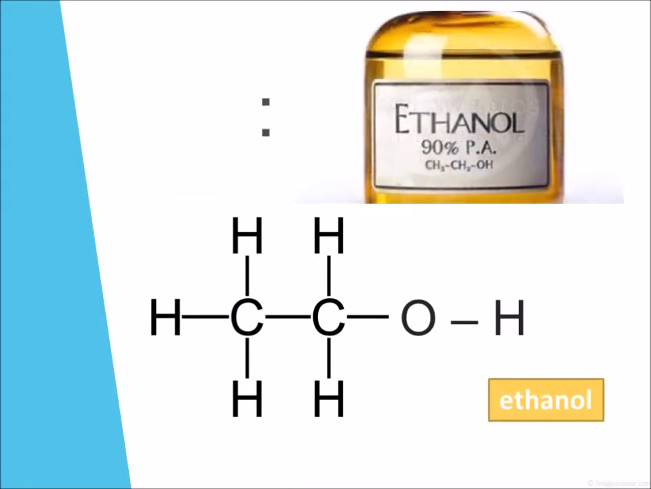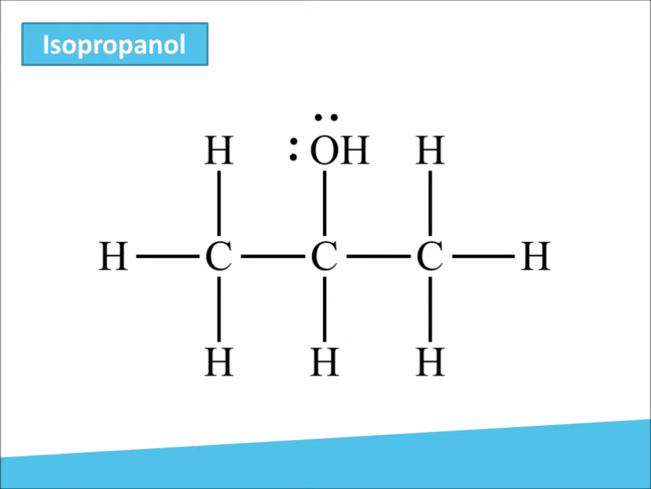Ethanol, also known as ethyl alcohol, is a drinking alcohol, although it is still considered a poison, which is why when too much is consumed, deleterious side effects may take place in the body. Another common alcohol is isopropanol, or isopropyl alcohol, which is most commonly known as a rubbing alcohol. It is used as a topical antiseptic.